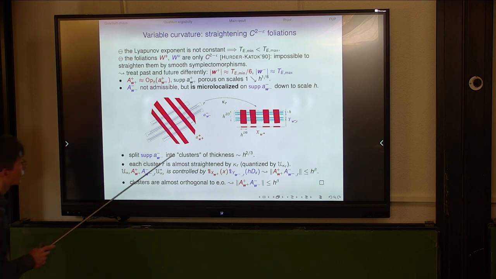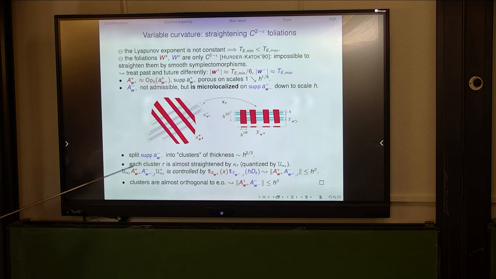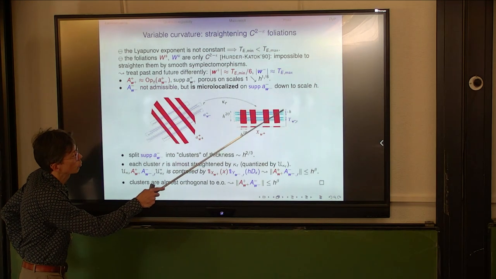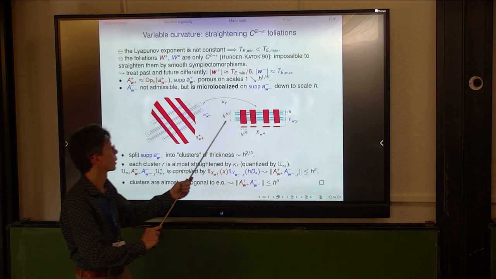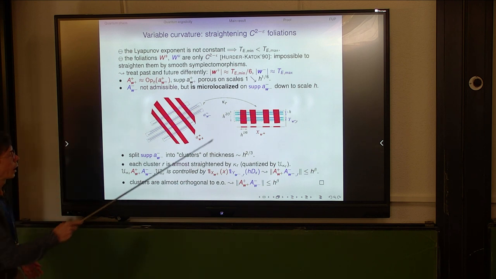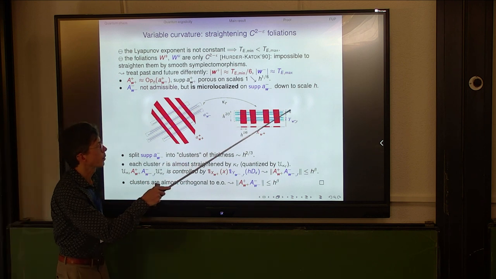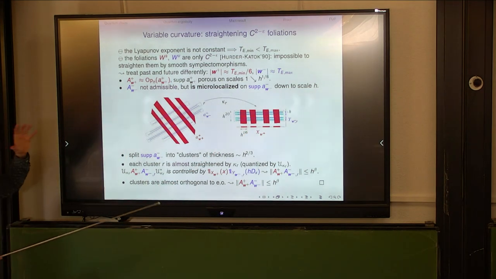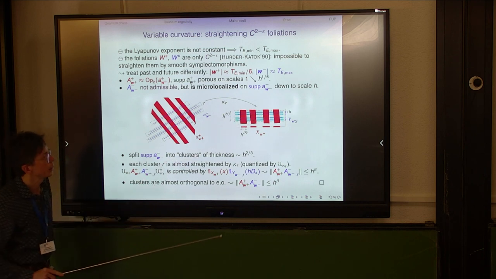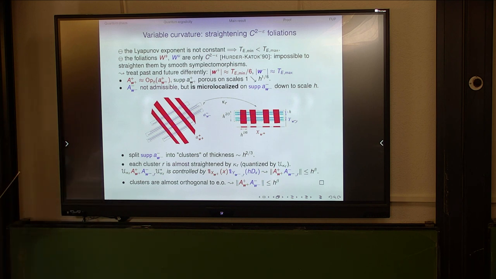Our operators cannot be analyzed by using an Egorov theorem, but what we can prove is that each operator, A plus, A minus, is micro-localized in some rectangles of size h. This is what I was trying to plot here: these dark blue lines, which represent the operator, and these cyan rectangles, which have size h, or h to the 1 minus epsilon. To prove that our operator is localized inside these rectangles, we need the foliation to be at least C1 plus something. The argument we use makes explicit use of this regularity.